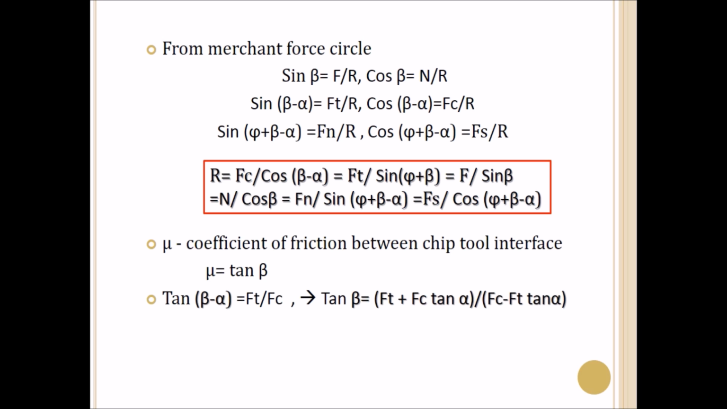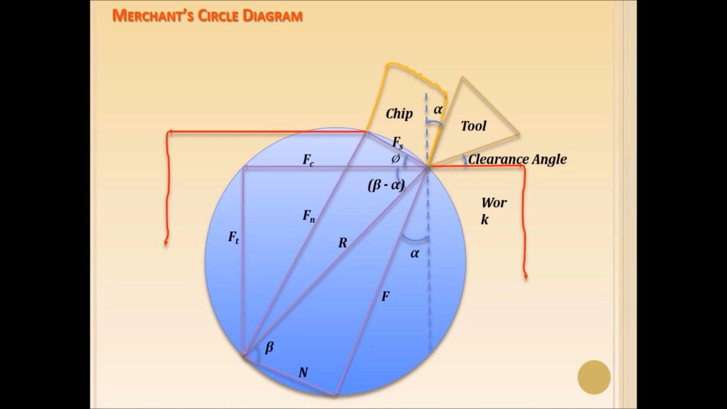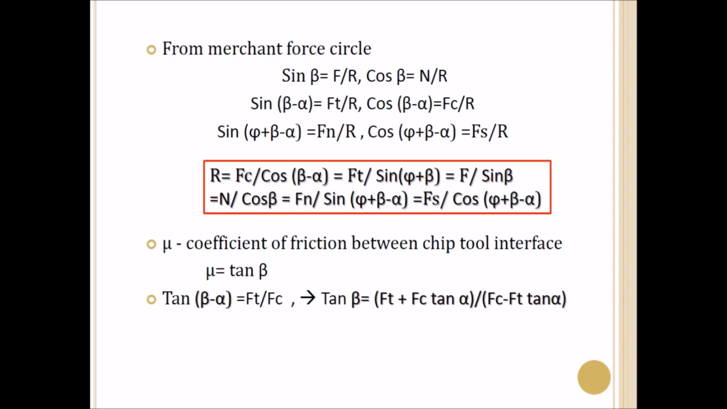So you can have a look at that, where Fc, Ft, F, N, Fn and Fs, all these forces are related with R and shown in the single result. So as we are considering friction, and whenever the term friction comes, coefficient of friction also comes into the picture. That coefficient of friction is between the chip and tool interface, and it is denoted by tan beta.